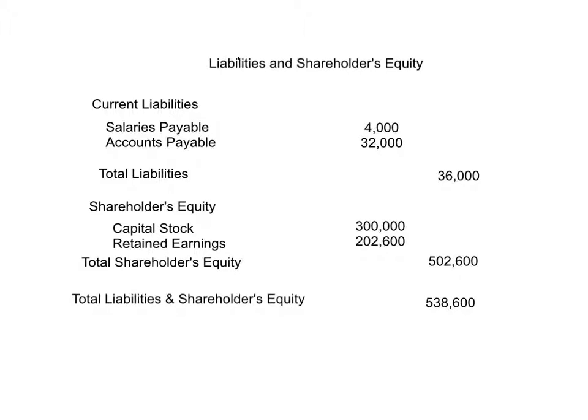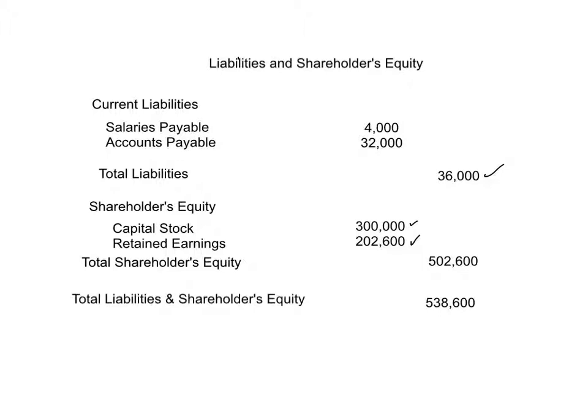Now, as with the assets, we had to divide them into current assets and long-term assets. Here you do the same with current liabilities and long-term liabilities. However, in this case, we don't have any long-term liabilities. So we simply list the current liabilities, and the total liabilities, $36,000. Shareholders' equity section, the common stock or capital stock from the adjusted trial balance, $300,000. Retained earnings comes over to us from the statement of retained earnings that we have completed.